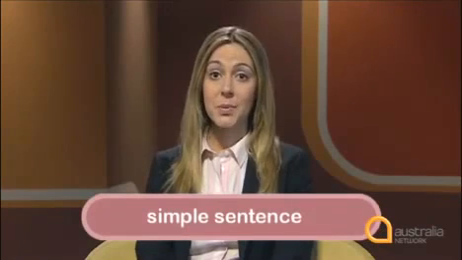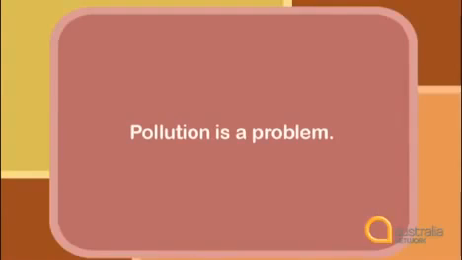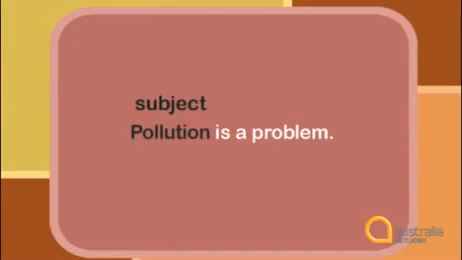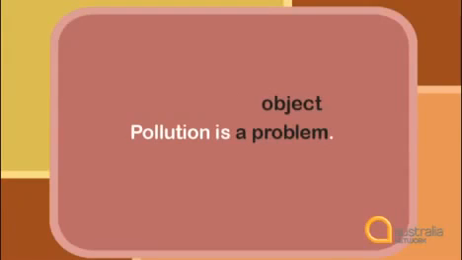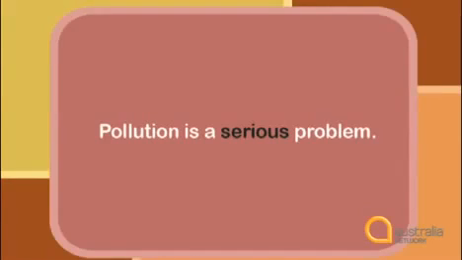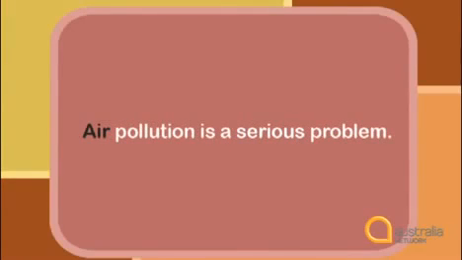There is a simple sentence, like this. Pollution is a problem. This example shows you the basic structure. A subject, pollution, a verb, is, and the object, a problem. A simple sentence can have more words than this. You can add adjectives. Pollution is a serious problem. Air pollution is a serious problem.